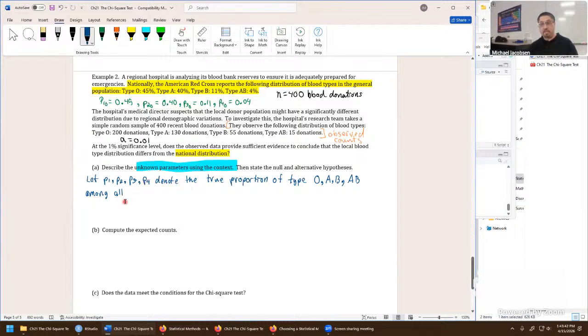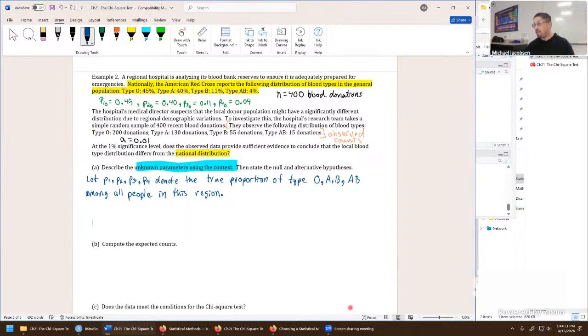You also have to say what the population is. And we were looking into some specific region which had some interesting regional demographics. That's why they're doing this chi-squared procedure. So I'll just say, because the context didn't tell us further, a little bit more bluntly, among all people in this region. So that's our statement of parameters so far. Any questions or comments at the moment?